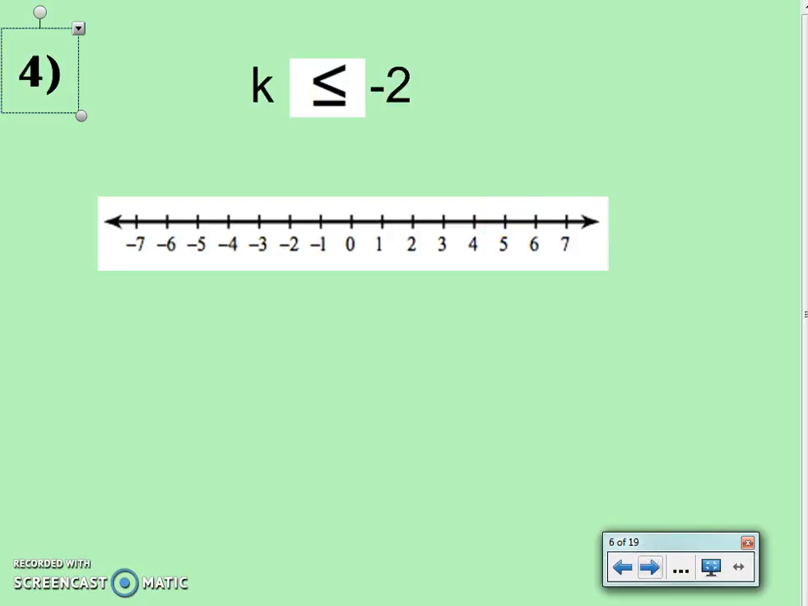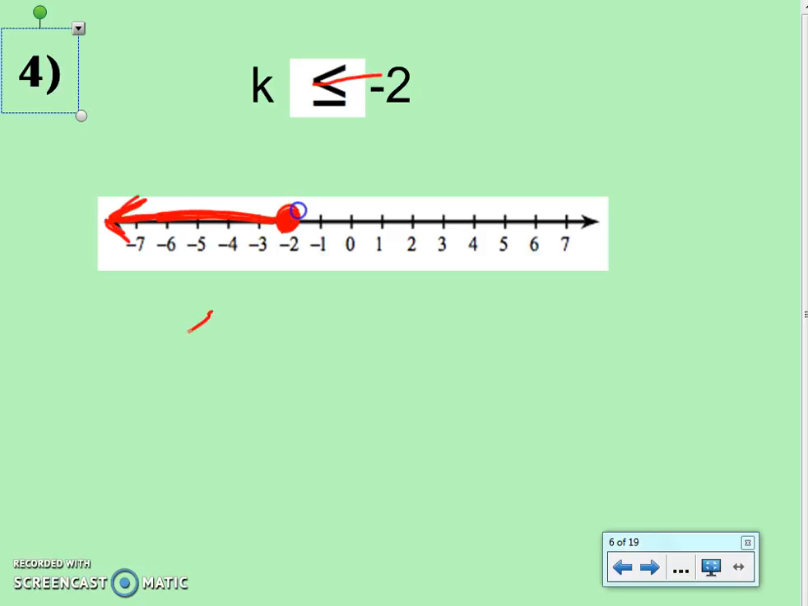Number 4, k is less than or equal to -2. Since it could be equal to, that's a closed circle. So above the number -2, I put a closed circle. Which way do I shade? We'll put your stick right in the middle of your arrow. Looks like it's going to the left. Shade to the left because it can be any number smaller than -2.